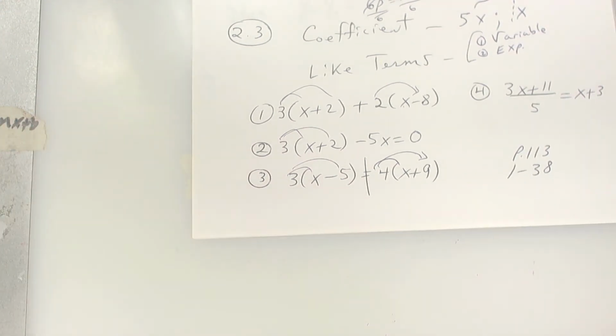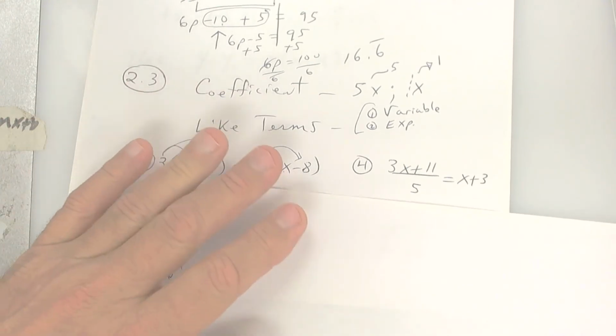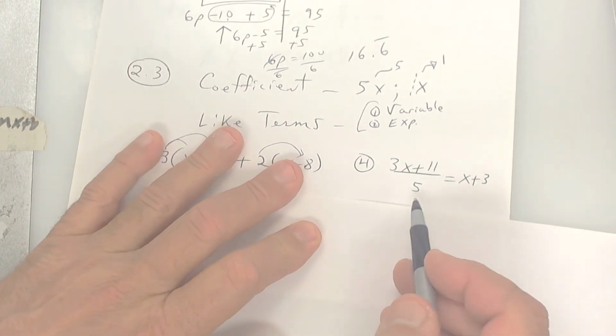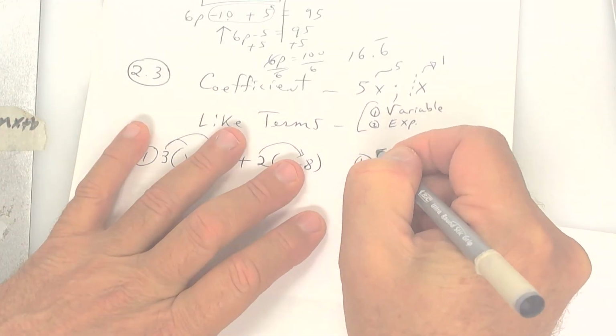All right, the last one, number 4. We're dividing by 5. The whole thing is divided by 5, so you want to multiply by 5.